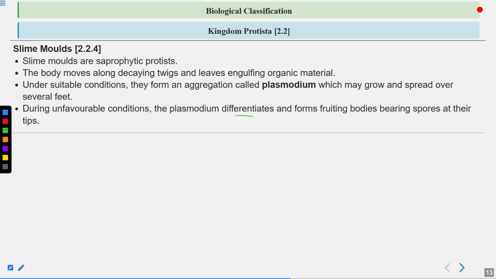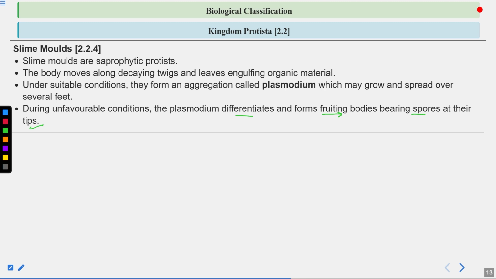The plasmodium differentiates and forms fruiting bodies bearing spores at their tips. So spores are produced in the unfavorable conditions. This is a kind of survival strategy, because these spores can survive for many years in adverse conditions.